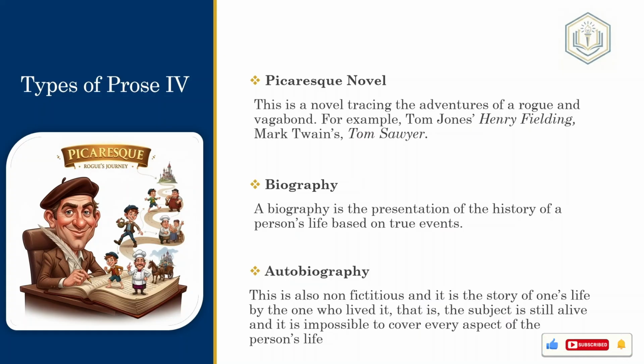So, tracing his adventure. For example, Tom Sawyer by Mark Twain, and Tom Jones by Fielding. And the biography is the representation of the history of a person's life based on true events. So a biography is a presentation of the history of a person's life based on true events. A biography is always written by another person about another person's life. If I decide to write a story about the history of my great grandmother, that's a biography, because I am the one writing about my great grandmother's life and she's no more.